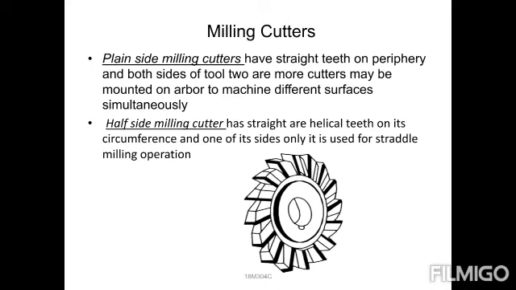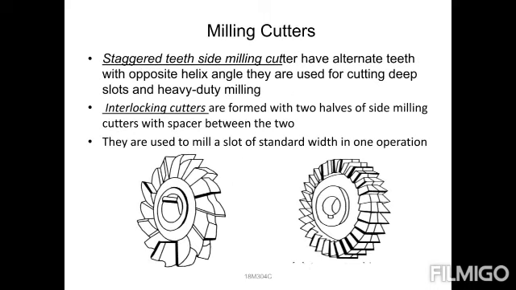Different surface finishing can be done simultaneously in plain side milling. The second one is the half side milling cutter, which has straight or helical teeth on its circumference and on one of its sides, and is used for straddle milling operations. The teeth angle is helical, and it is used for straddle milling, so the sides can be removed with the help of this type of operation.